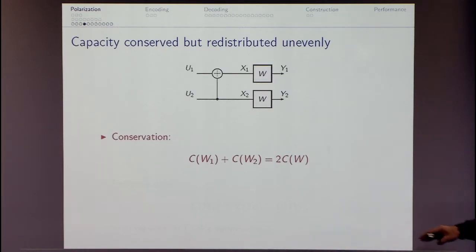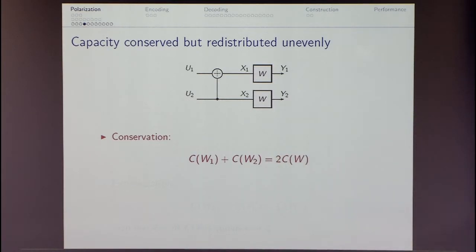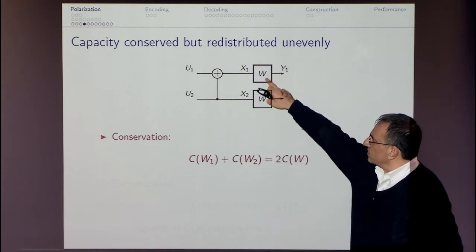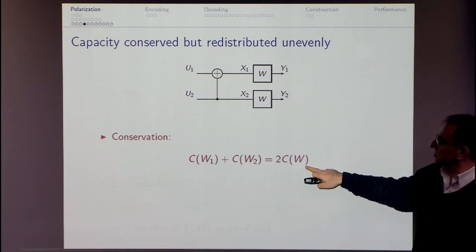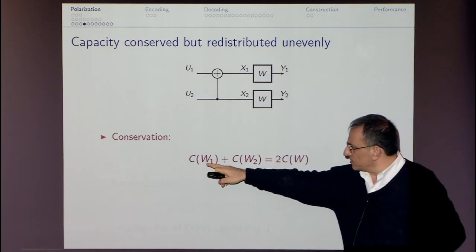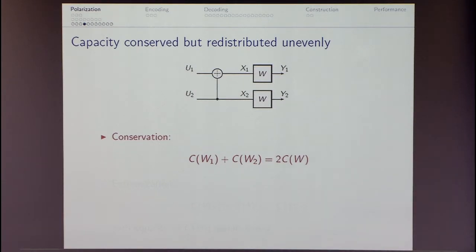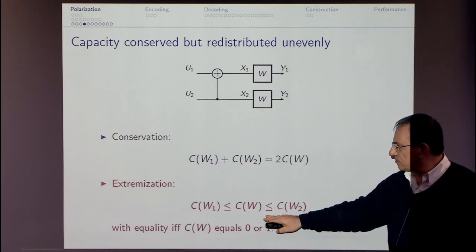Now this case, n equal to 2, contains in it all the main ideas. First of all, there is conservation. This is a rewrite of what we've seen before. The sum of the capacities of these two channels, which is 2 times CW, equals the sum of the capacities of the bit channels, the synthetic channels that we've created. There is conservation of channel capacity.